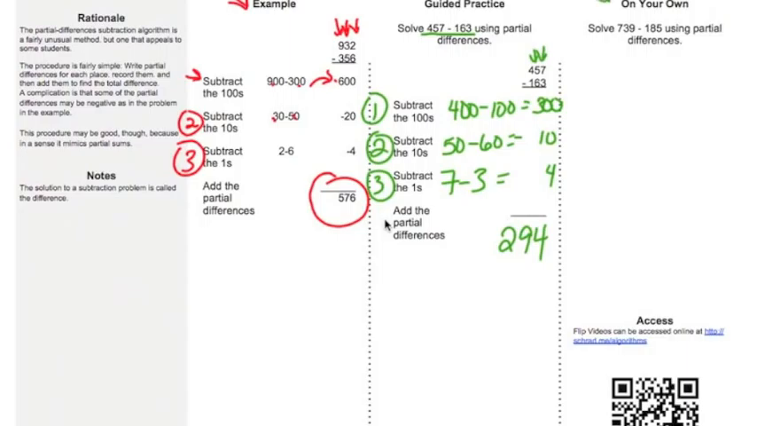All right, you're on your own for step 3 of the on your own problem. It's 739 minus 185. You can go ahead and pause the video, and I'll come back and help you out when you're done.